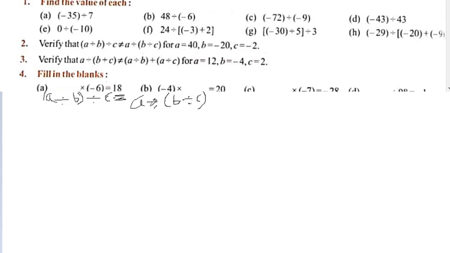So what is the value of A given here? A is given as 40. B is given as minus 20. And C is given as minus 2.